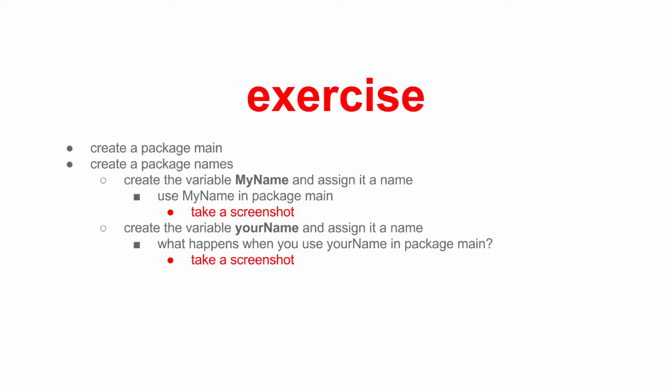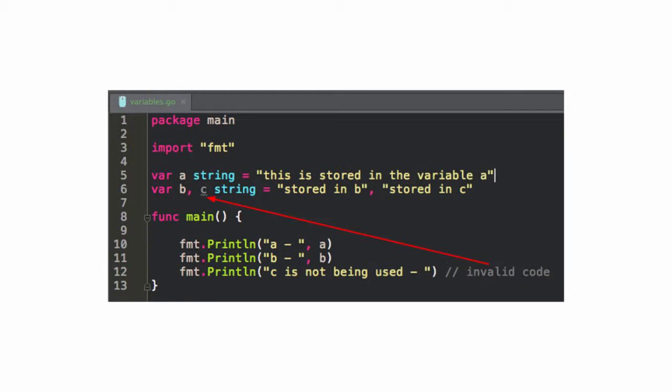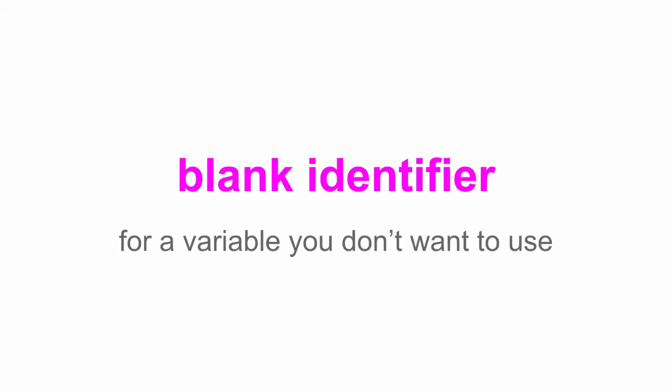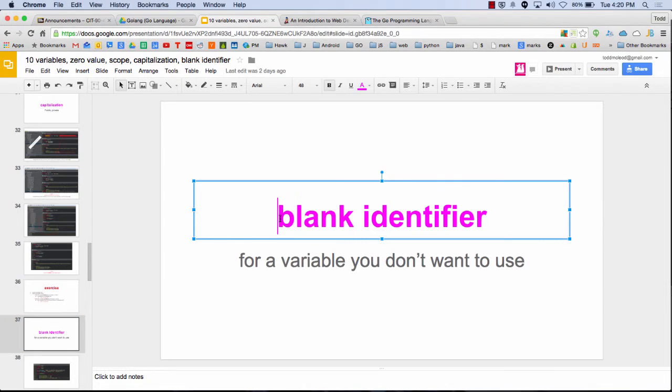So there's an exercise to help reinforce these concepts. And then the next concept, which is good to know about, is the blank identifier. It's for a variable you don't want to use. Sometimes Go will not allow you to declare a variable and then not use it. That's an error, because why is it here if you aren't going to use it? Which makes sense. But sometimes functions return multiple things, and I don't need all of them, so you just put an underscore, a blank identifier. Maybe I should add the underscore right there, just so people can see what a blank identifier is.